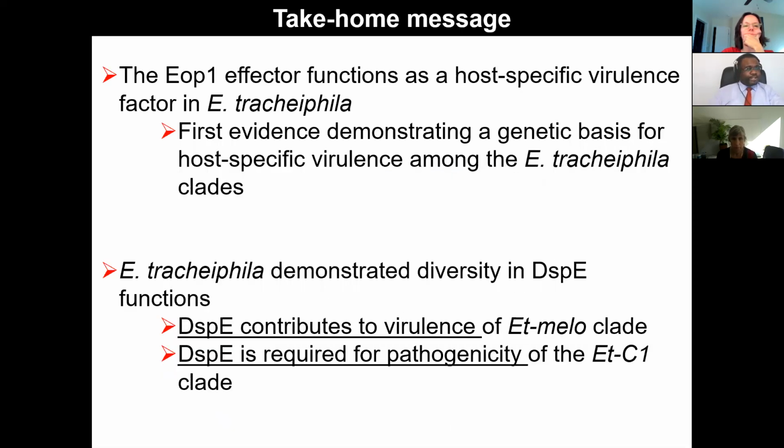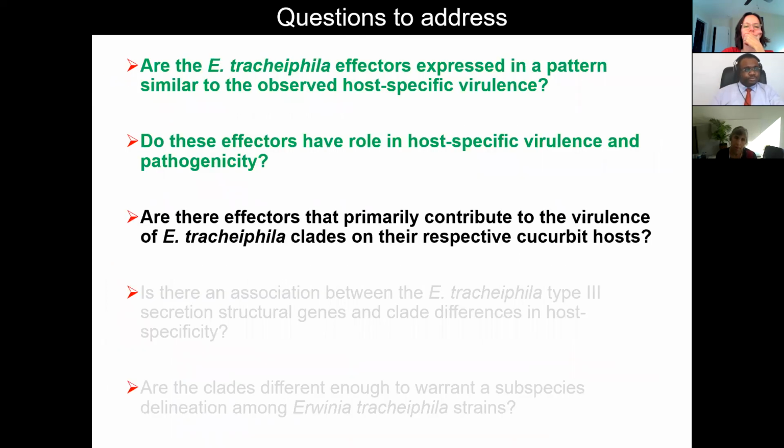So the take-home message for all I've said so far is that Eopt1 functions in host-specific virulence, and also that DspE is diverse in its function between the two groups of Erwinia tracheiphila strains. So we went ahead to look at the next question: are there effectors that primarily contribute to the virulence of Erwinia tracheiphila clades on their respective cucurbit host?